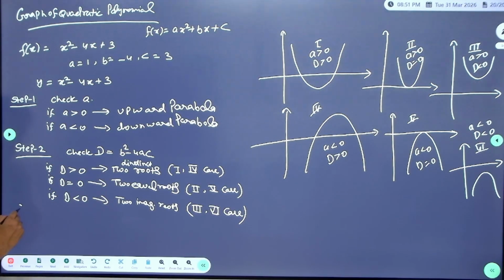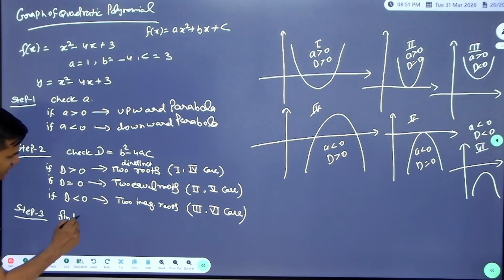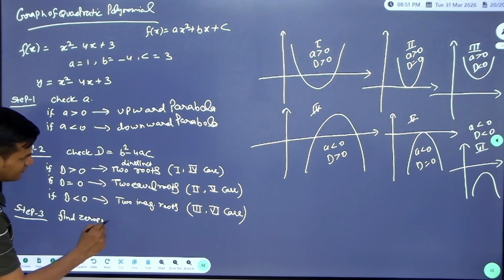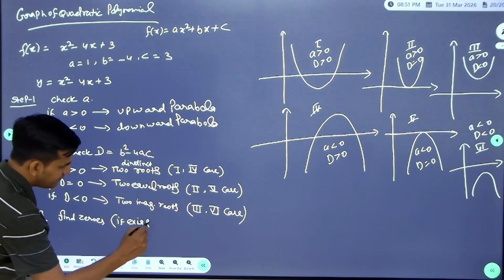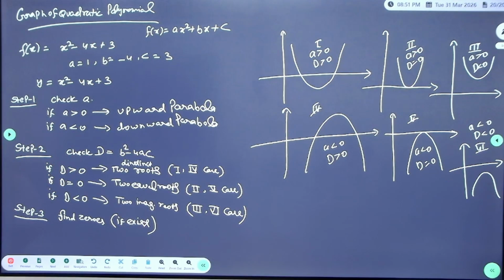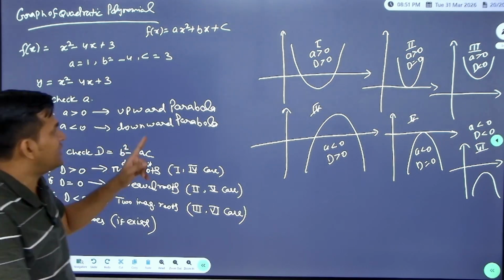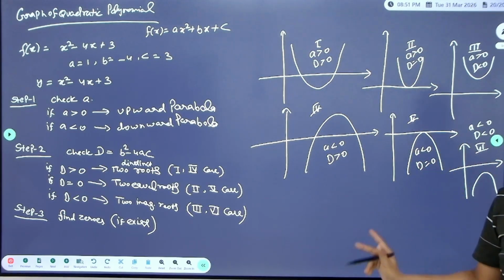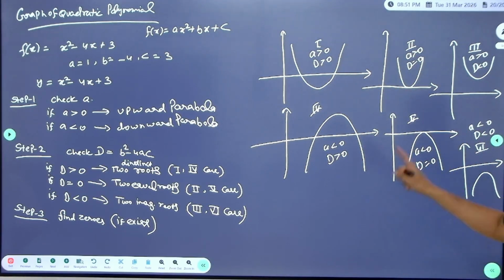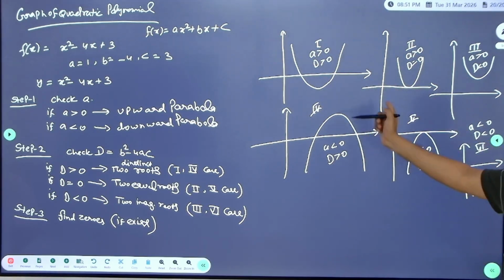Then step 3, find zeros if exist. Because zeros only exist in first these two cases and these two cases. Zero doesn't exist in last case. Third and sixth case में zero doesn't exist. Only in these four cases zero exists.